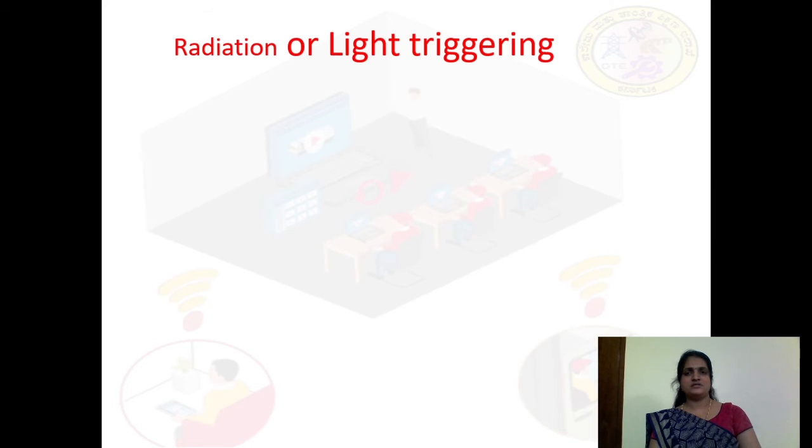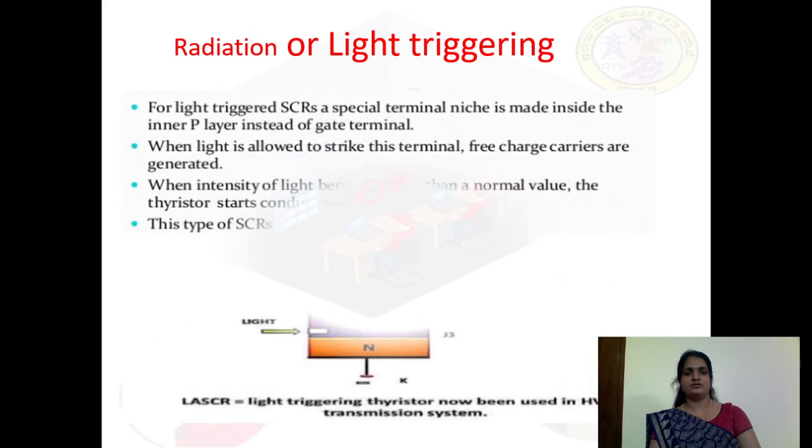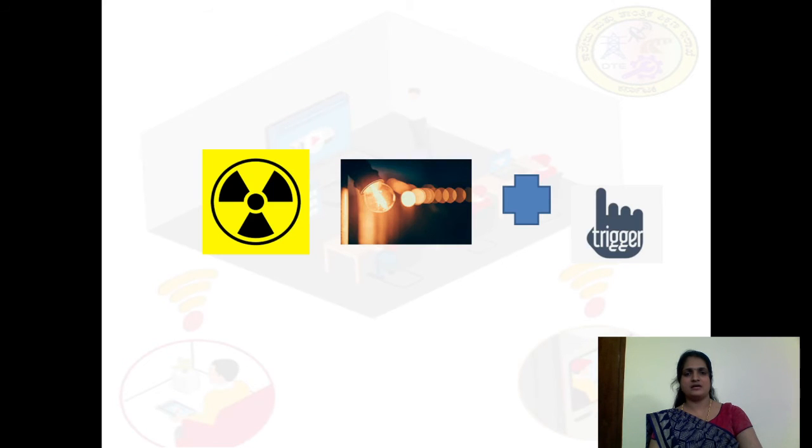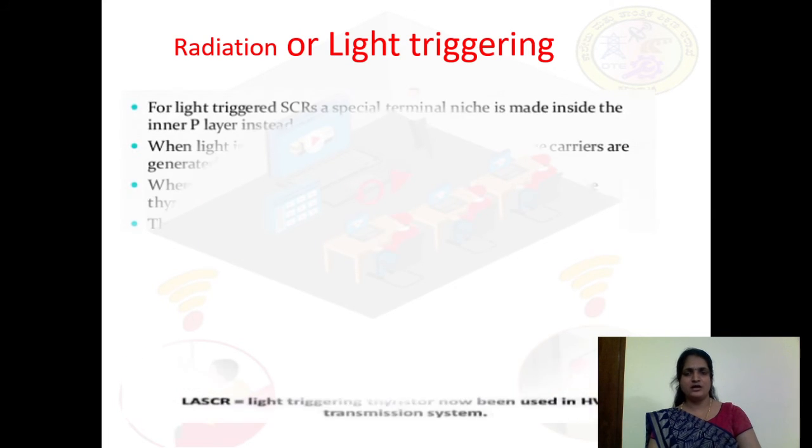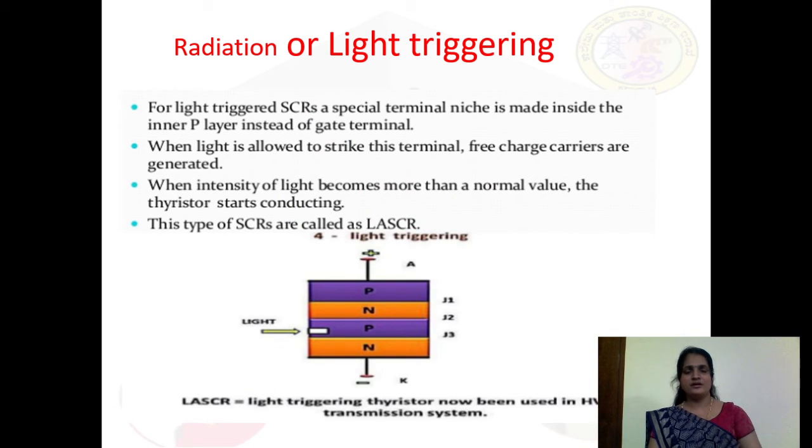And the next one gives the information about radiation or light triggering. This diagram gives the information about triggering by radiation or light, called light triggering. In light triggering of an SCR, a special terminal is made inside the inner P layer instead of a gate terminal. This indicates where we are applying the light. When light is allowed to strike this terminal, free charge carriers are generated, and when the intensity of light becomes more than a normal value, the thyristor starts conducting.